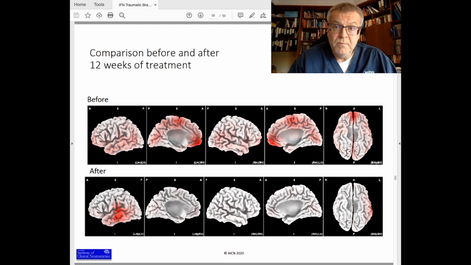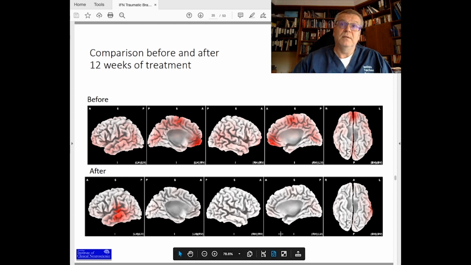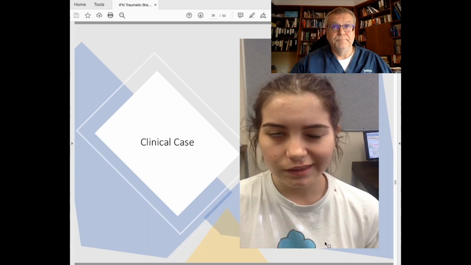His balance had improved, his headaches had gone away, he's feeling better. But when we look at the Loreta, we see that there are still significant areas of dysfunction in his brain, which could have led to catastrophic results if he'd gone back out. So he was advised not to go back out and play until his brain healed. Over the course of the next few months, that did happen, and he resumed playing.